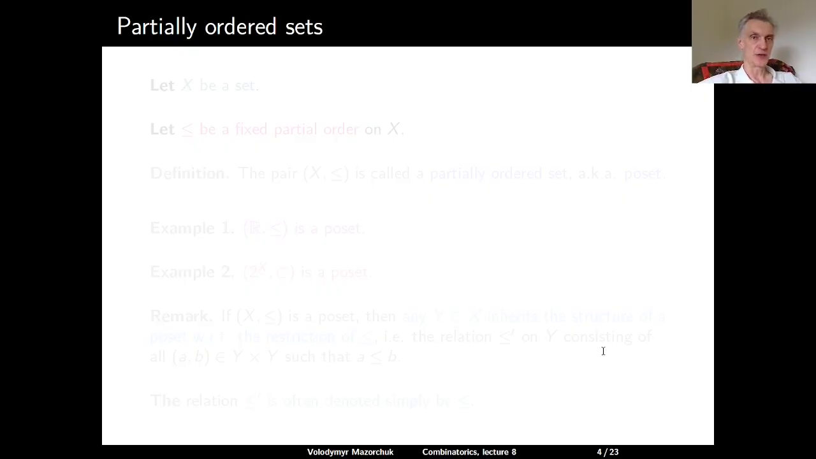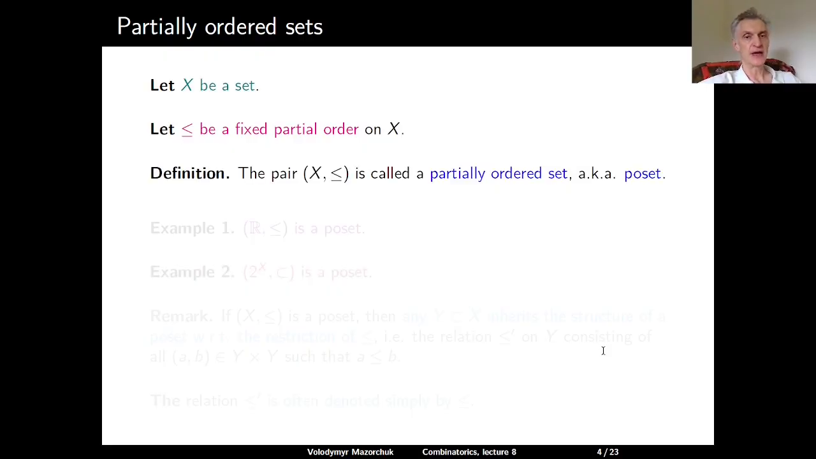Now we can talk about partially ordered sets. Let X be a set, and less than or equal to be a fixed partial order on X. Then the pair consisting of X and this fixed partial order is usually called a partially ordered set, also known as a poset. For example, the set of all real numbers with respect to the natural order is a poset. Example 2. The Boolean of any set with respect to the order given by the subset relation, also one can say the order given by inclusion, is a poset.